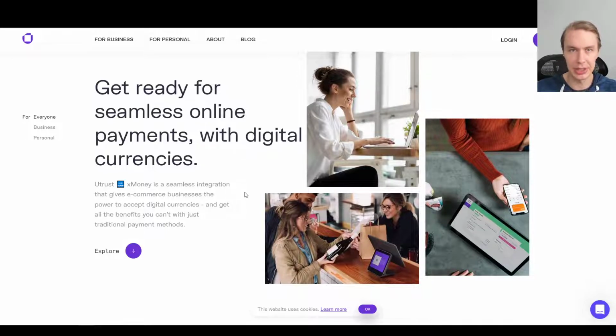So if you're not familiar with Utrust, it's basically a platform that's trying to help vendors, help commercial businesses accept crypto payments or digital payments using crypto rails. And then presumably here the MultiversX blockchain would be pretty prominent in this, given that it is owned by MultiversX.